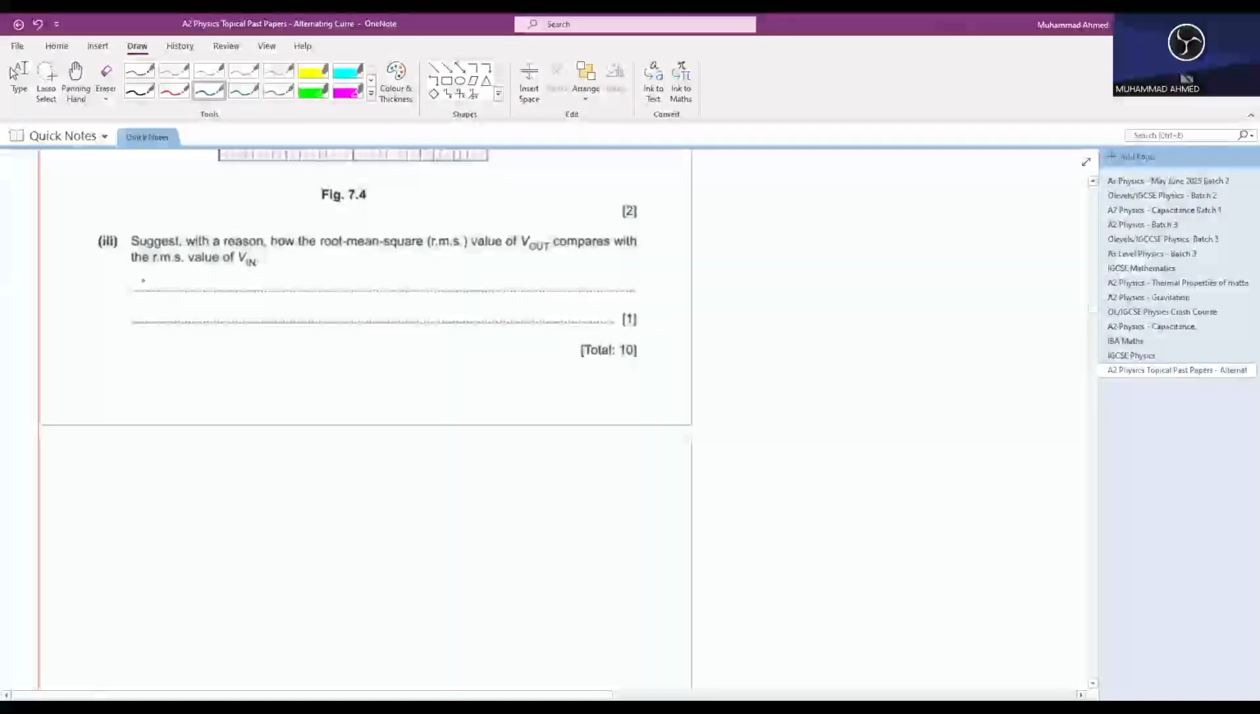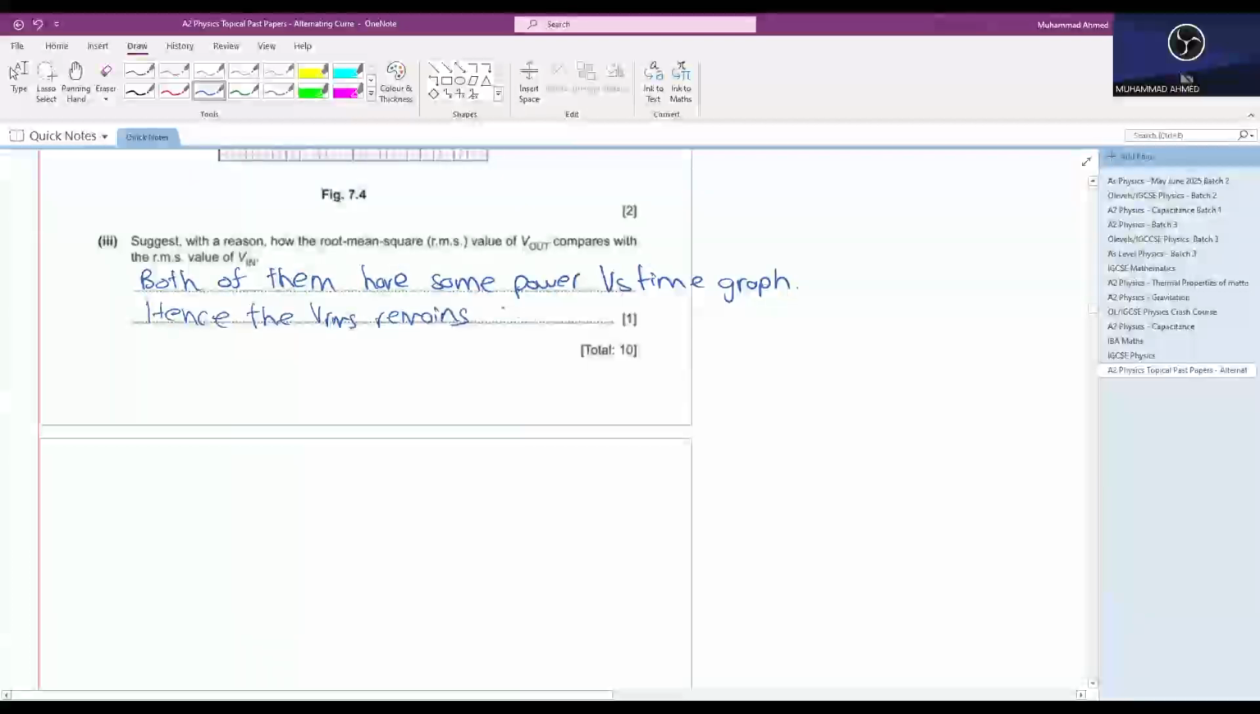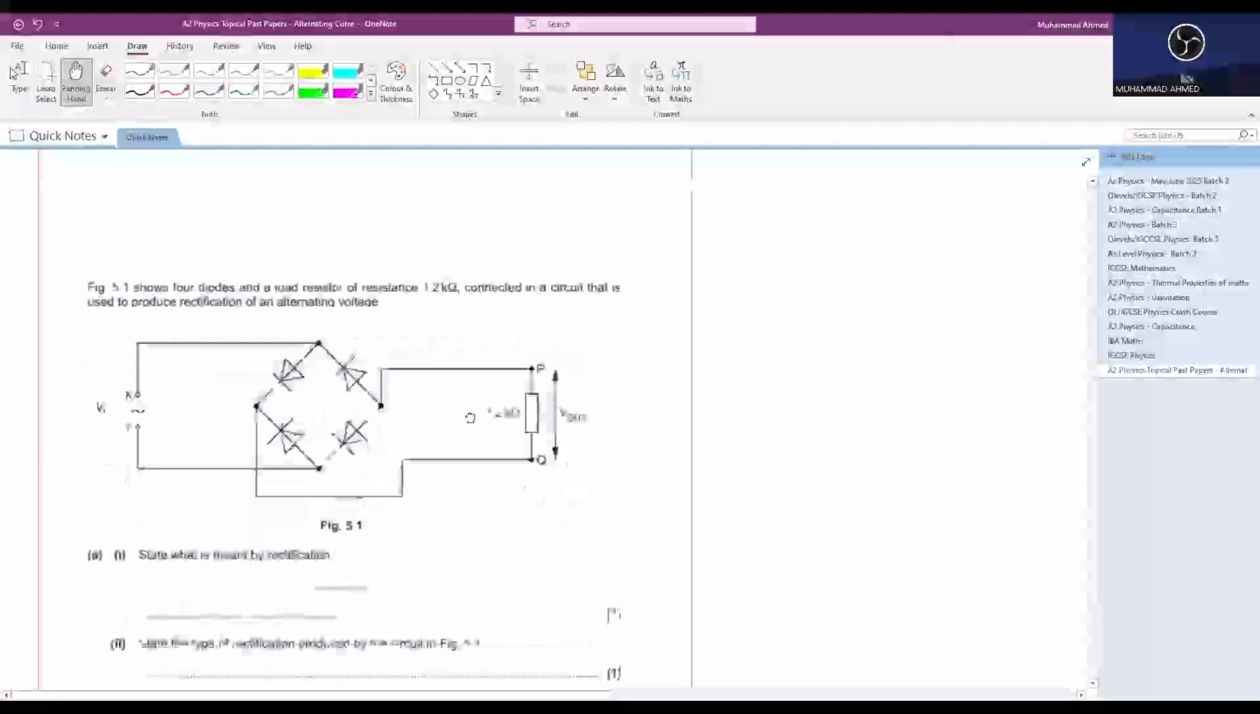So you can say both of them have the same power versus time graphs. Hence the VRMS remains the same for both. Okay. Let's move ahead to the next question.